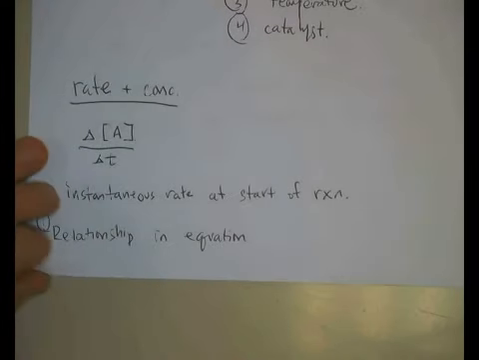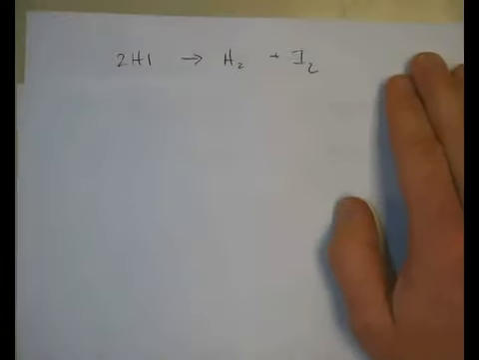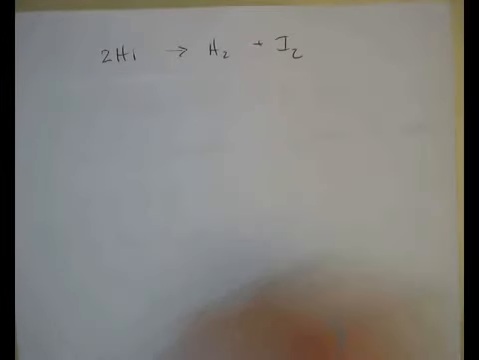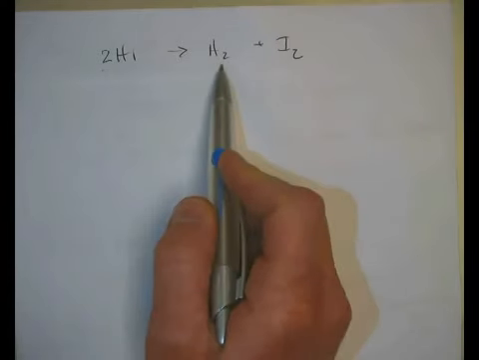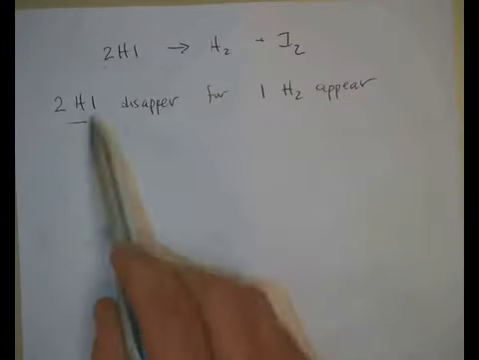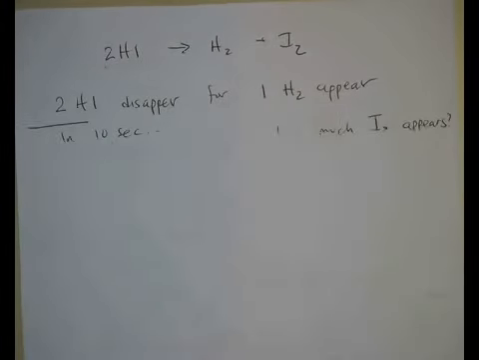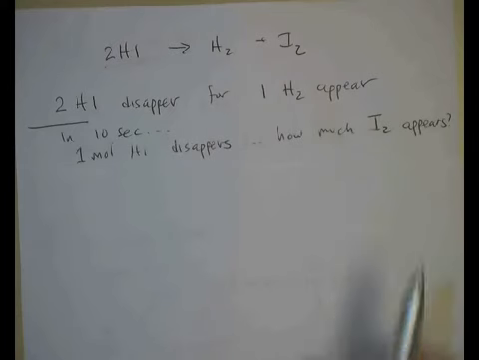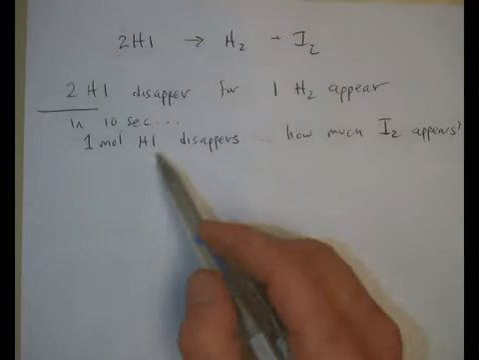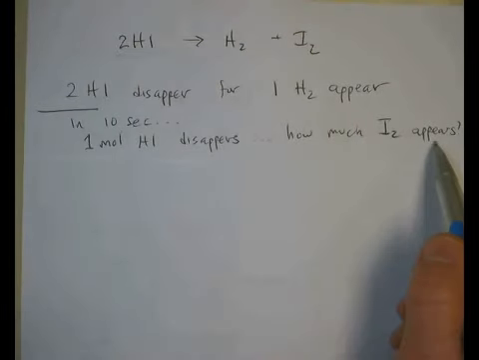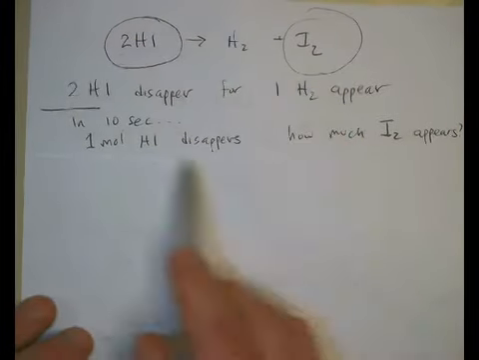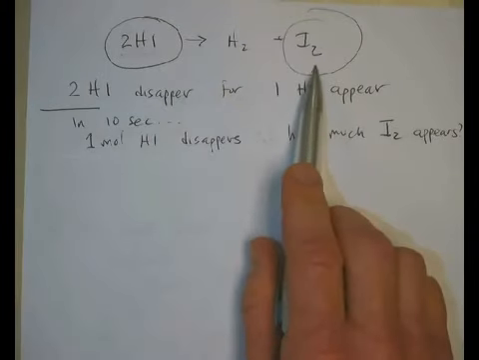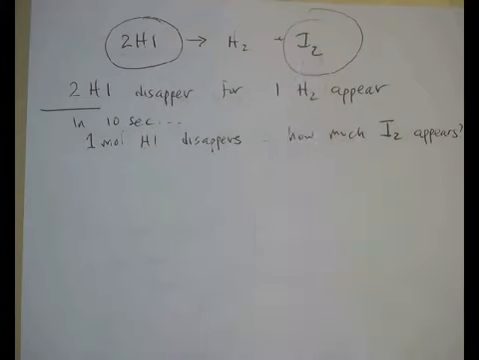In this equation form relating concentration and rate of a reaction, the relationship is told to us by the stoichiometry of the equation. So, for example, when two HI disappear, one H2 appears. So in 10 seconds, if 1 mole of HI disappears, how much I2 appears? You can see there's a 2-to-1 ratio in the equation. So if 1 disappears, 1/2 would appear. Half as much would appear on the right-hand side.